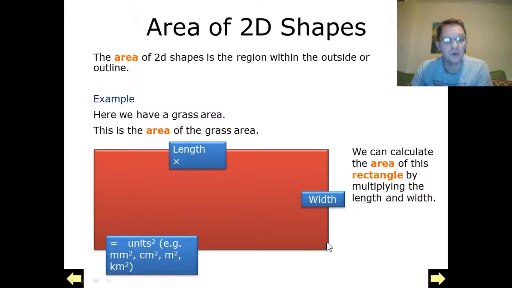This is a rectangle, so to work out the area of a rectangle, we simply multiply one side by another side. So the length times the width. One thing that we always need to remember when we are talking about area is that our answer will have the little power of 2. It doesn't matter if we're talking millimeters, centimeters, meters, kilometers, feet. If we're talking about area, we've got to have the little power of 2, an index of 2, the order of 2, the exponent of 2.